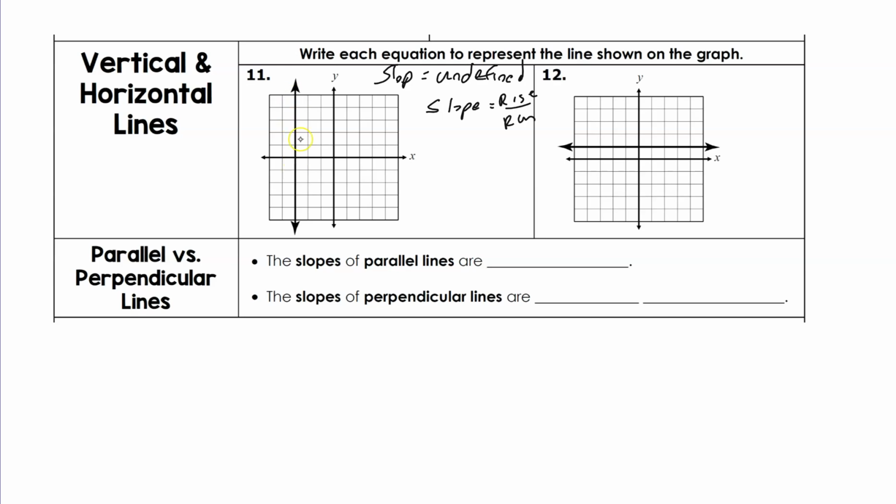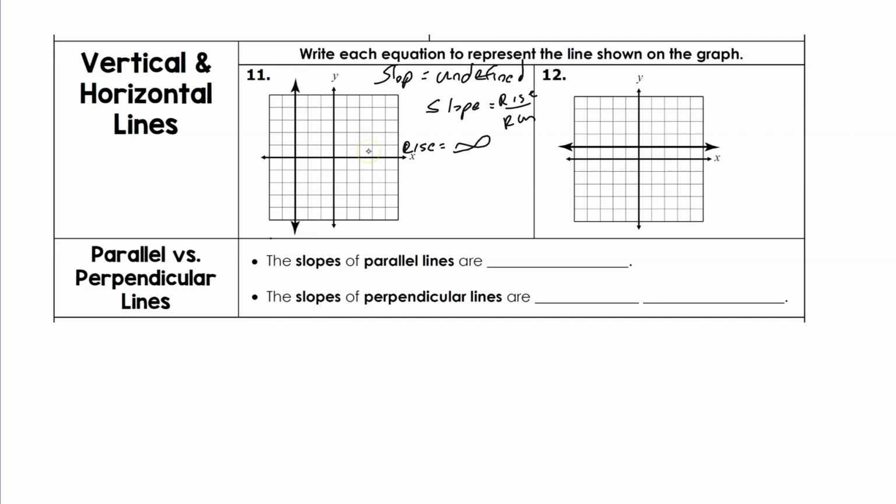See this rise? So let's say that I pick a point right there. Can you tell me how far this goes up before it goes to the right? Well, it's going up forever. So technically my rise would be infinity. But that's not what's important here. Or it could be negative infinity, technically. So up here is infinity, down here is negative infinity. Going up forever or down forever.